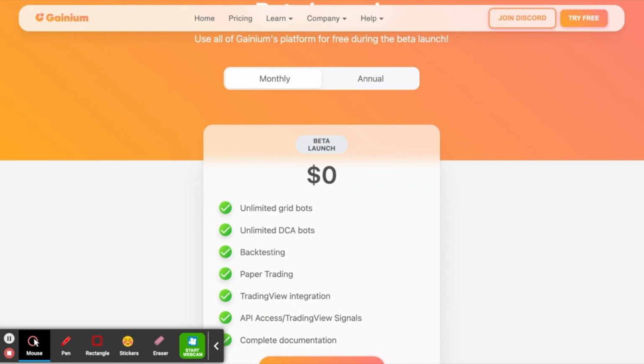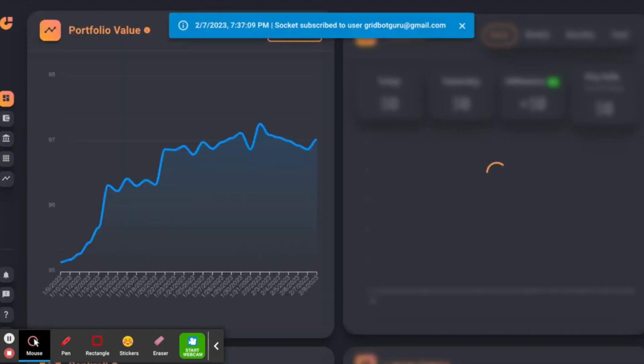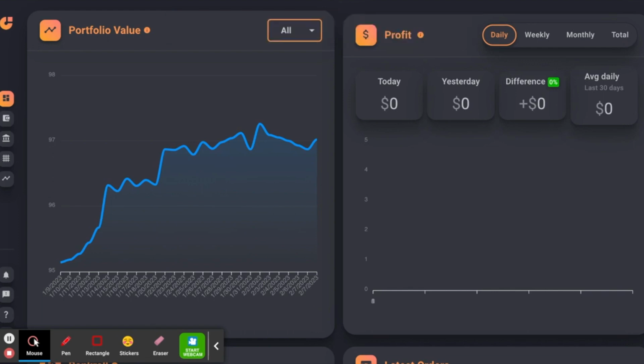Now, let's get into what we really want to see and what the platform looks like. Okay, so here we go. I am already currently logged in. Normally it'll say log in with Gmail or log in with your email address, whatever. I've already logged in, like I said, so I'm already up and going.